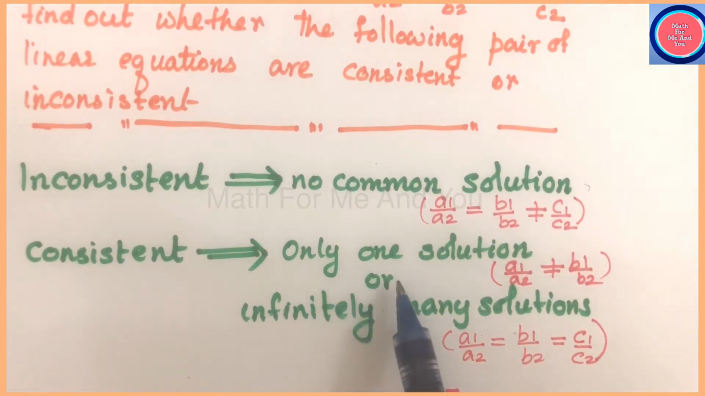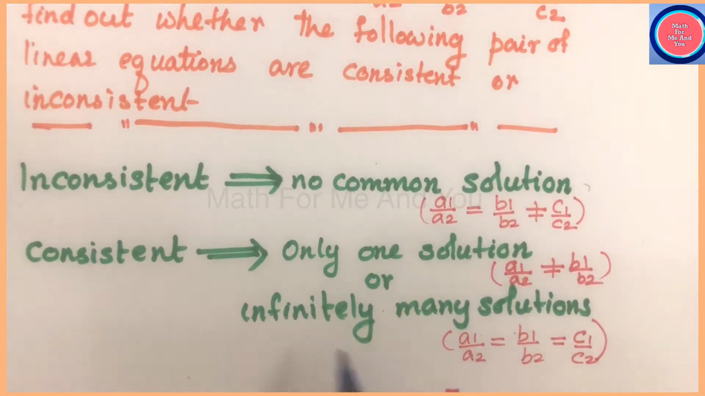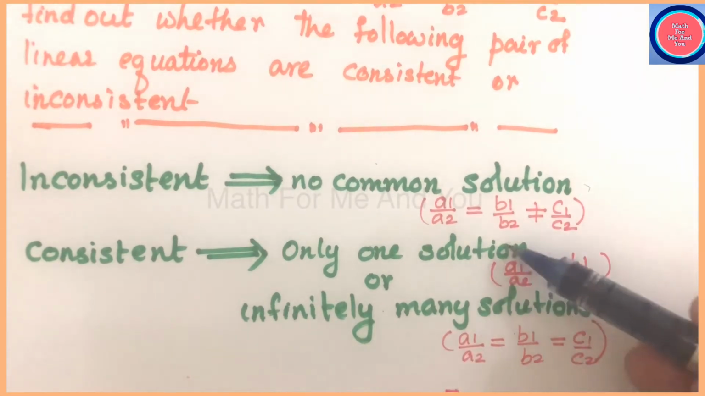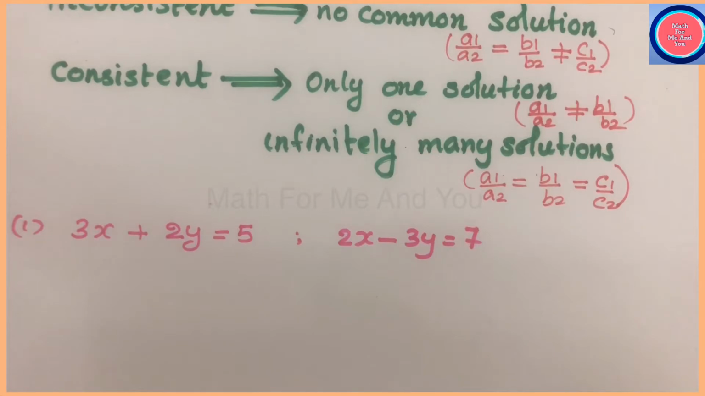Consistent means only one solution. That time, a1 by a2 is not equal to b1 by b2. Infinitely many solutions: then a1 by a2 equals b1 by b2 equals c1 by c2. So consistent means only one solution or infinitely many solutions.